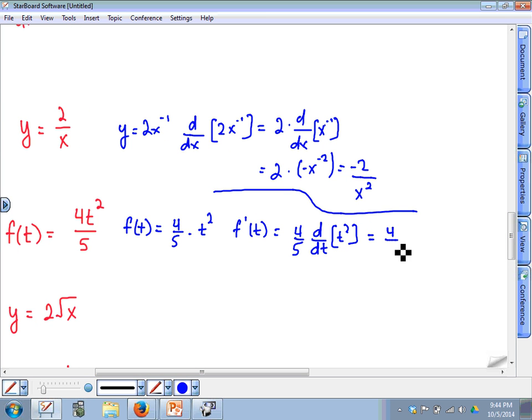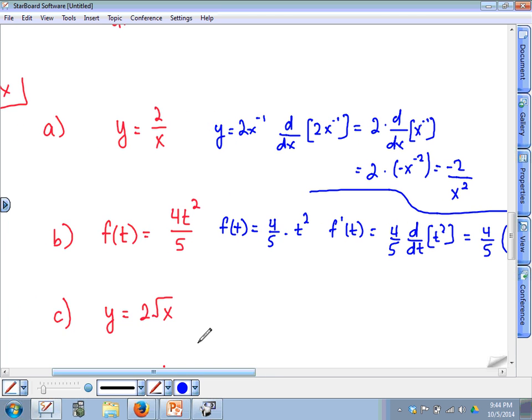So then that's 4/5, and then the derivative of t squared is 2t, so that equals 8t over 5, or 8/5 t. Now, on part C again, with radicals, you're most often going to rewrite them using rational exponents.